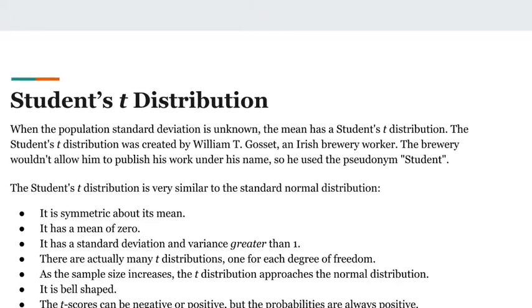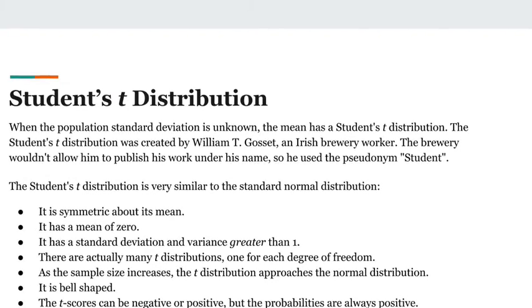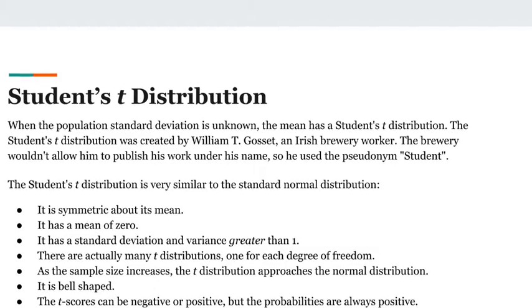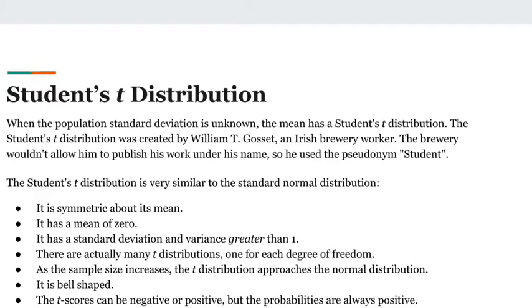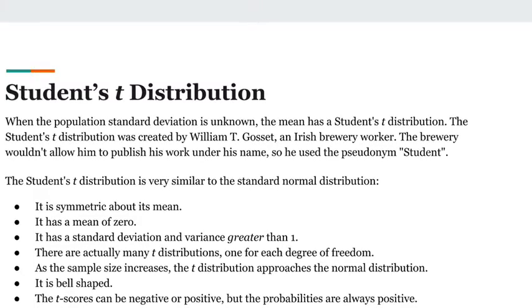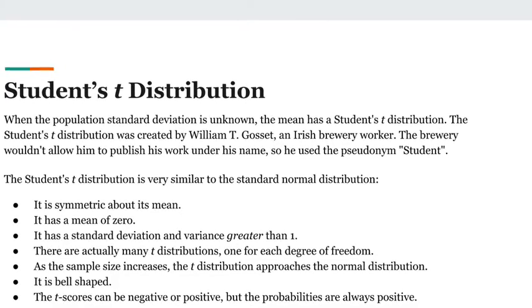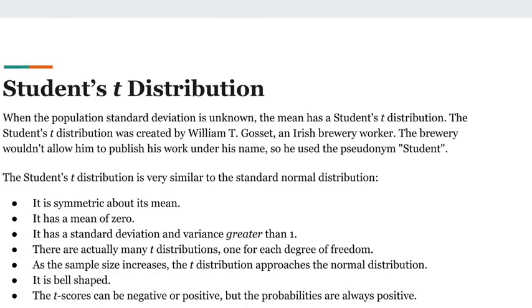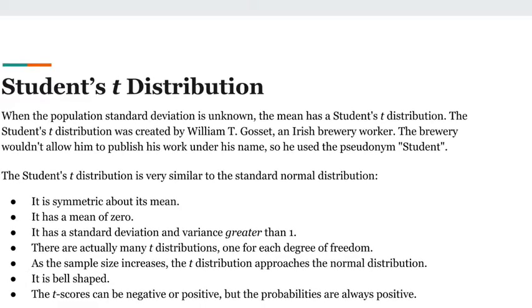Student's t-distribution. When the population standard deviation is unknown, the mean has a student's t-distribution. The student's t-distribution was created by William T. Gosset, an Irish brewery worker. The brewery wouldn't allow him to publish his own work under his name, so he used the name Student. The student's t-distribution is very similar to the standard normal distribution.